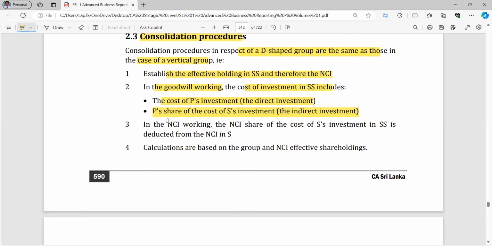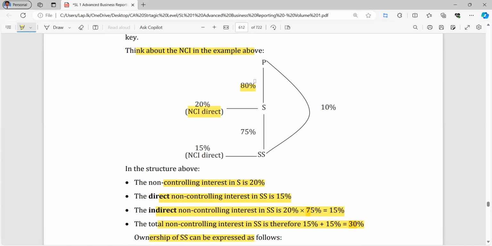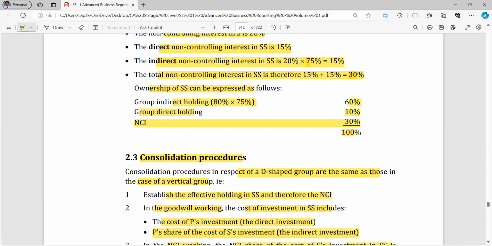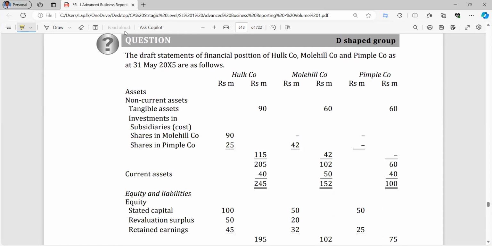In the NCI working, the NCI share of the cost of S's investment in SS is deducted from the NCI. So let's assume that in order to acquire 75% of SS, S made a 10,000 million investment. In that case, we recognize in the cost of control account 8,000, which is 10,000 into 80%. The remaining 20% we need to deduct from the NCI account as a debit, and the investment account needs to be credited, right? That is why it is mentioned that calculations are based on the group's NCI effective shareholding.